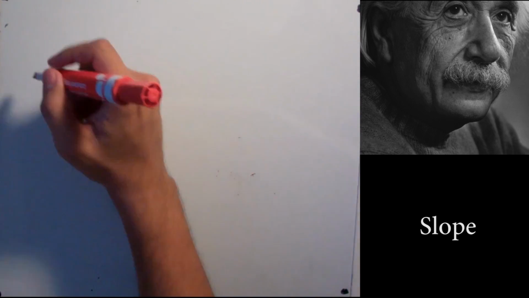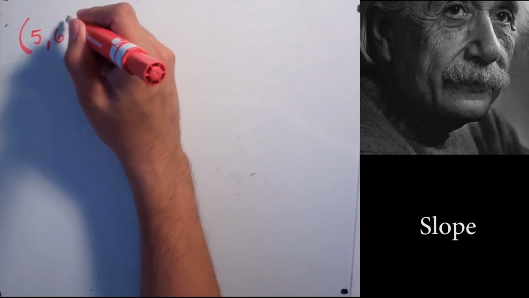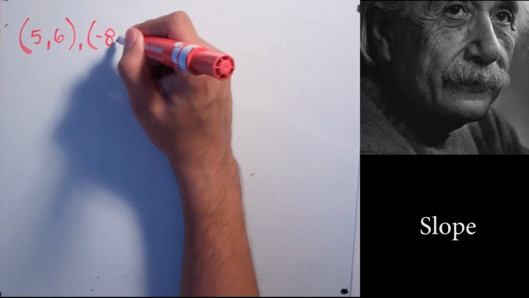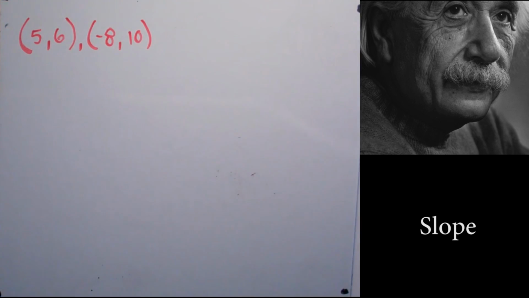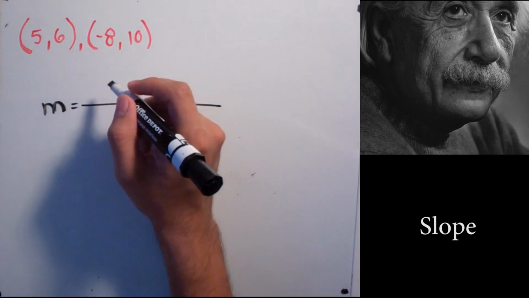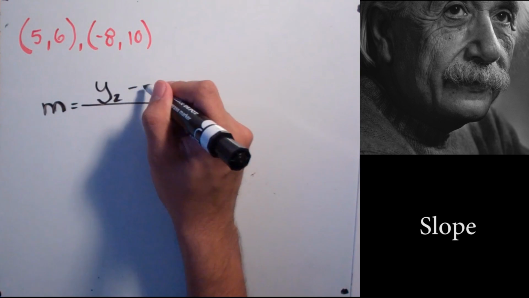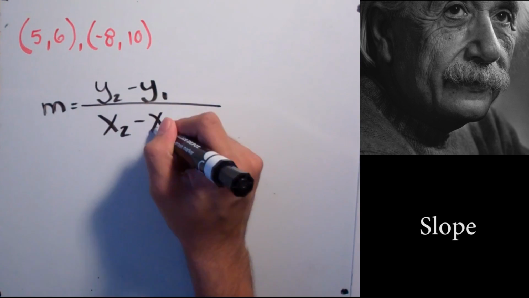Now if I give you 2 ordered pairs, let's say (5, 6) and the other ordered pair will be (-8, 10). To find the slope between 2 ordered pairs, we have to use a formula. The formula is m equal to, and I'm going to write these symbols down. So it's y2 minus y1 over x2 minus x1.